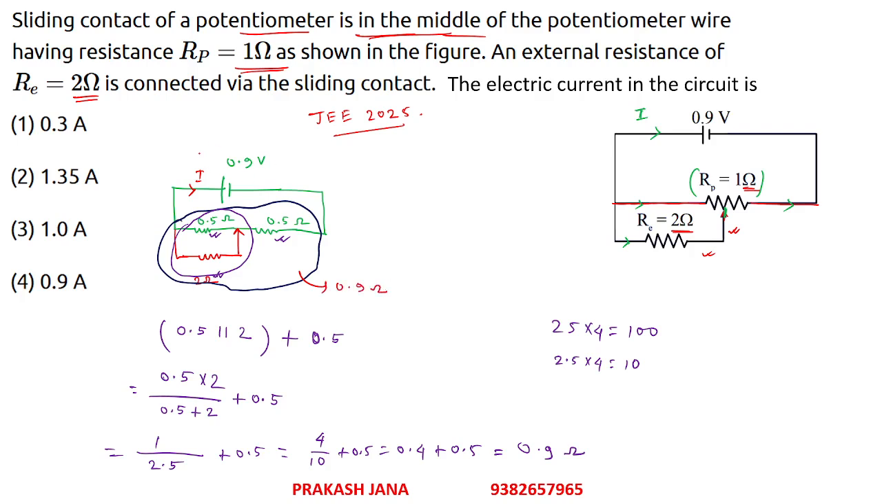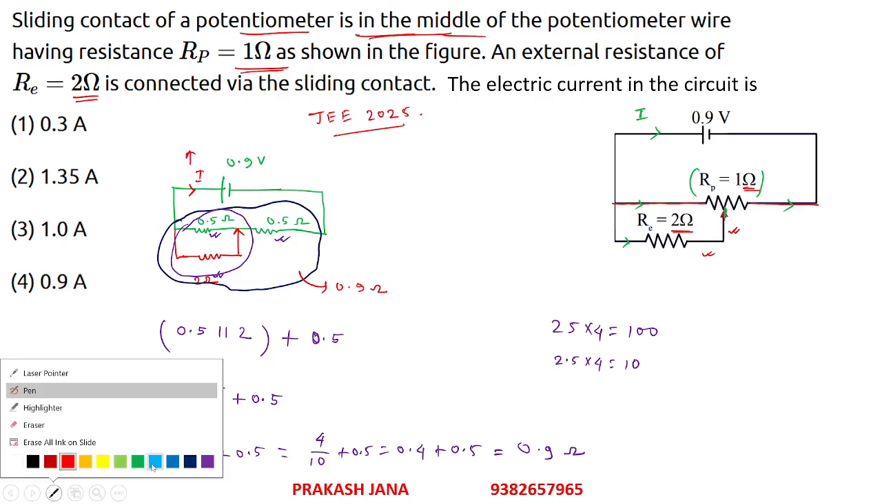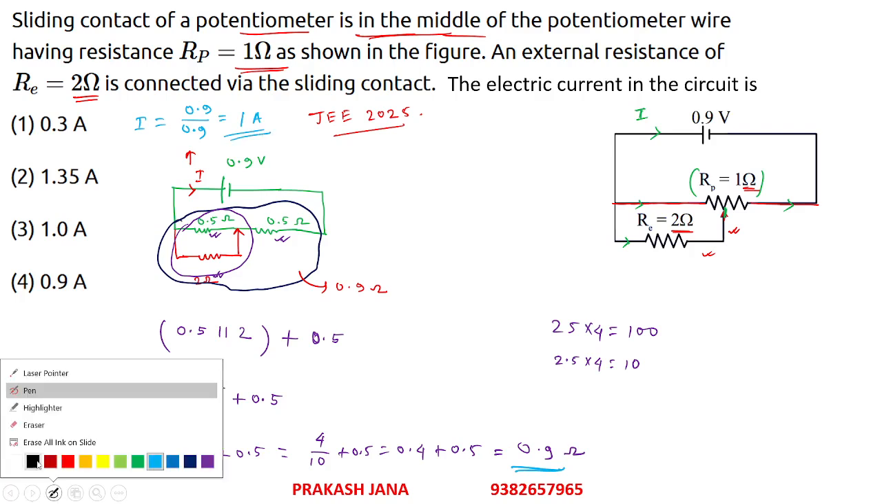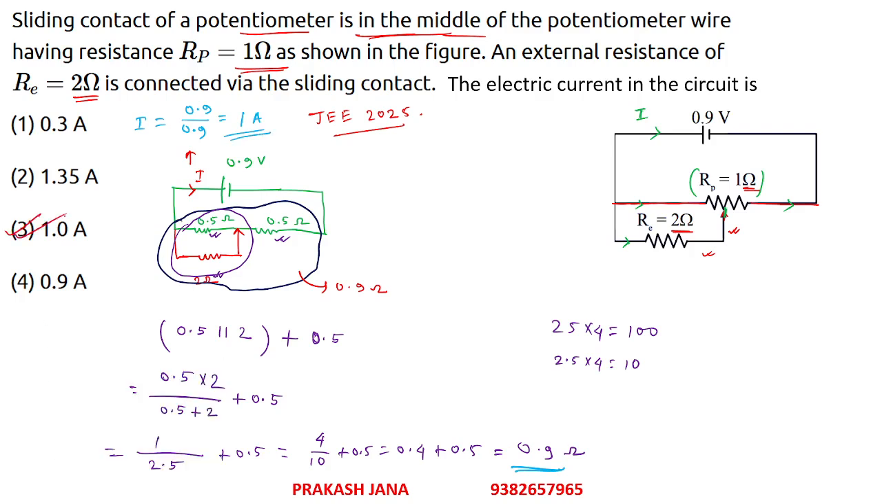We have to find out this current. So the value of the current will be I equals V by R. V is 0.9 and the resistance is also 0.9. We calculate it here. So ultimately it is 1 ampere. So our correct answer is option 3.